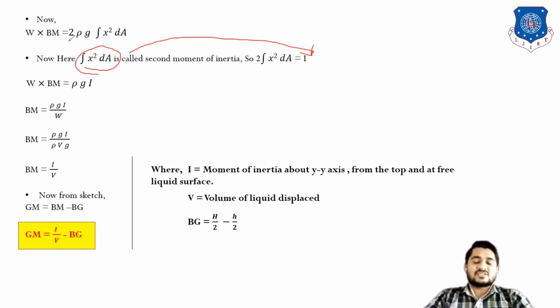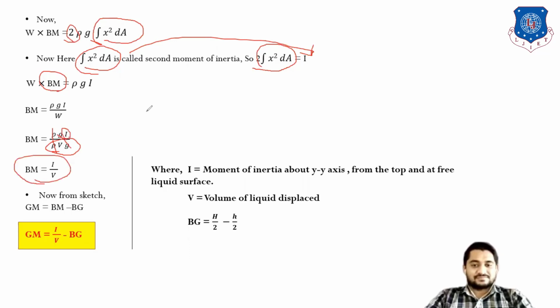But this is couple moments, so we have to take 2 times x square into dA is equal to I. So in this formula, 2 times x square into dA means I. So W into Bm is equal to rho G into I. If we make Bm the subject, Bm is equal to rho G I divided by W, weight. Instead of weight, we can write rho V G. Here rho got cancelled and G got cancelled. So Bm is equal to I by V.